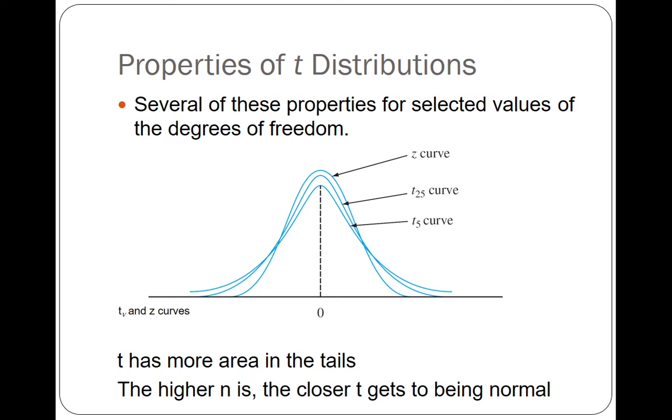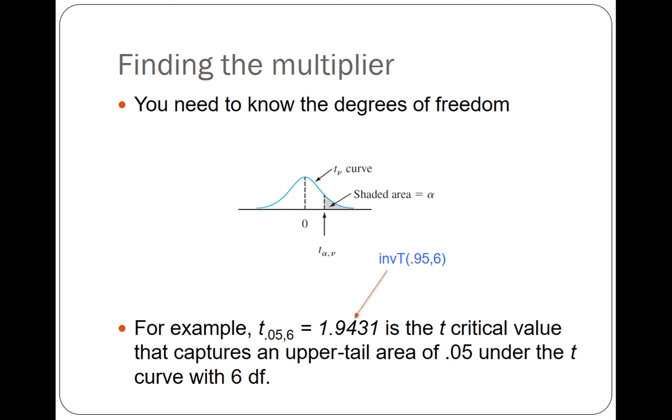Again, the larger the degrees of freedom, the less heavy the tail is. So the z curve, and then t with 25 degrees of freedom, and then finally t with 5. There'll be more area underneath there, so your multiplier will be larger. But you need to know the degrees of freedom. The higher the n is, the closer t gets to being normal. So if you have your calculators, I think we're about ready to look at the calculator.